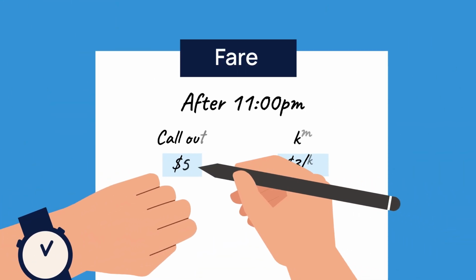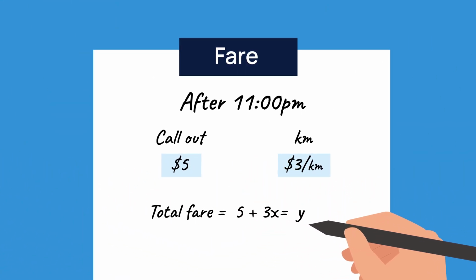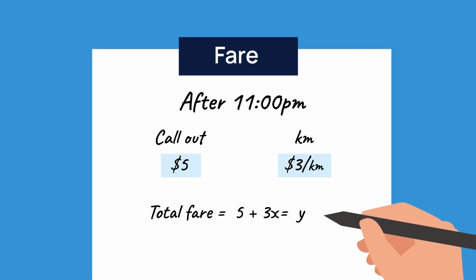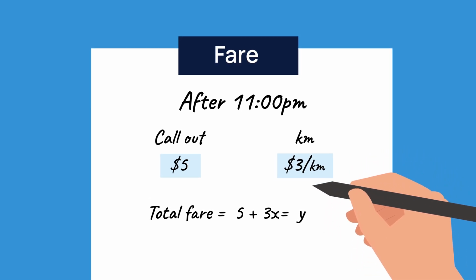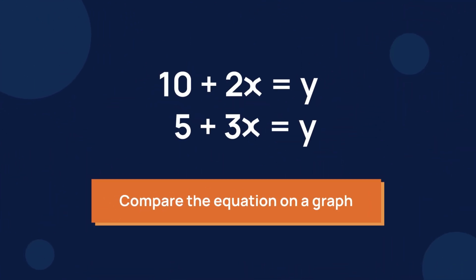After 11 p.m, the fare changes. This equation starts with 5 plus 3x, 3 to reflect $3 per kilometre, equals y. We can compare the equations on a graph.